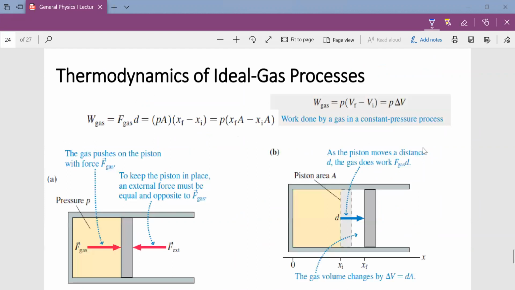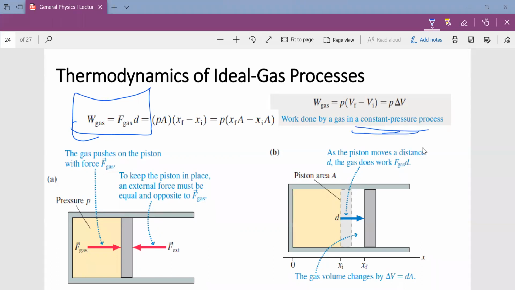So we have the thermodynamics of ideal gas processes that talks about the work done by the gas. What happens if there's a shift in this kind of system? The piston moves a distance. Yes, the volume can change, the pressure can be kept constant, but what will happen? Is there any kind of work done? Can we describe the pressure of that system?